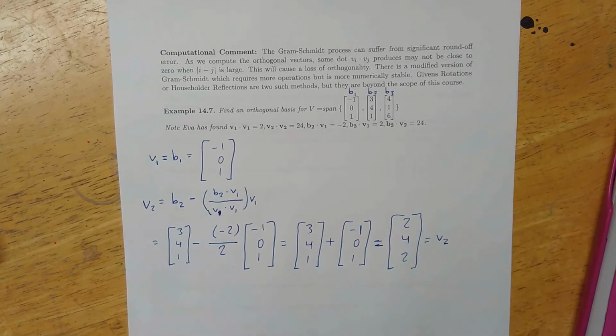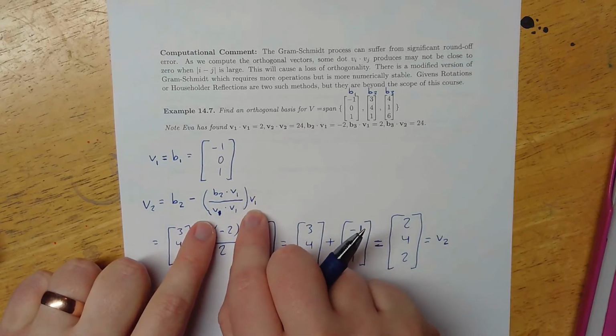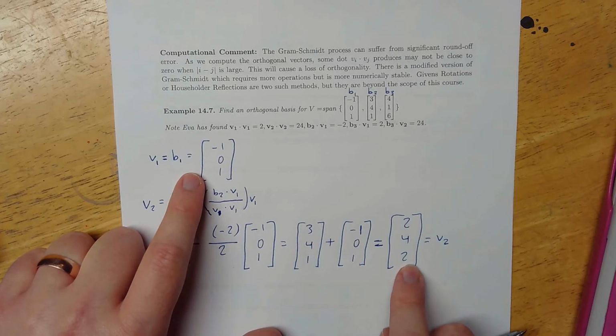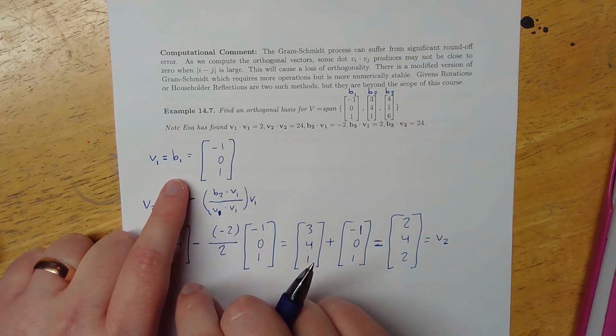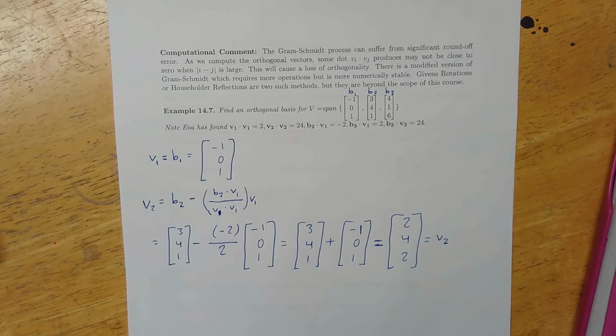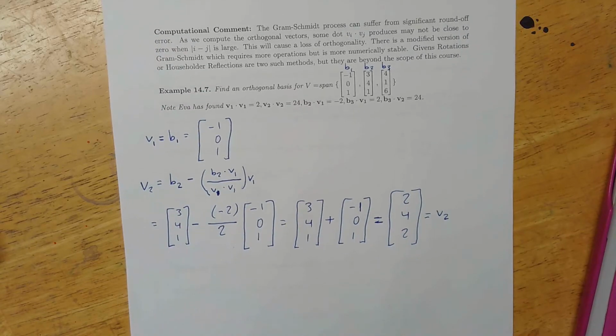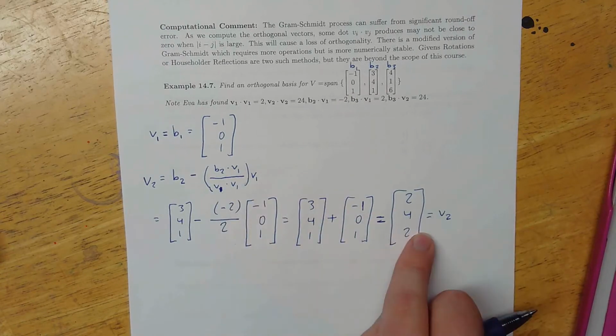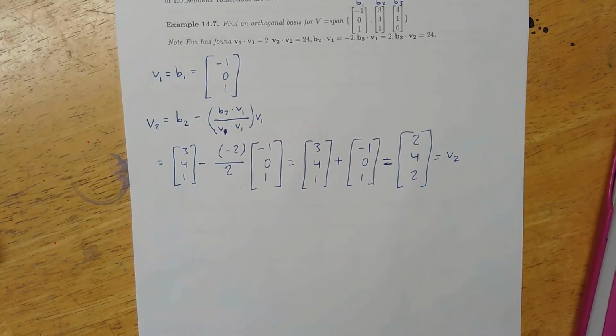Now it's important to keep notationally track of what's going on here. Whenever we're subtracting off the projection, it's using these new vectors with the vector coming in. So we want to be very careful about that. It's very easy to mistakenly grab one of these when you really need to grab one of these. All right, so let's keep going.